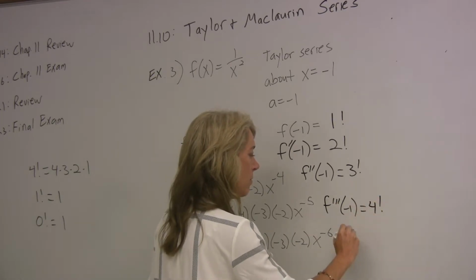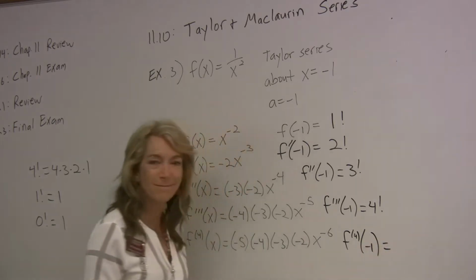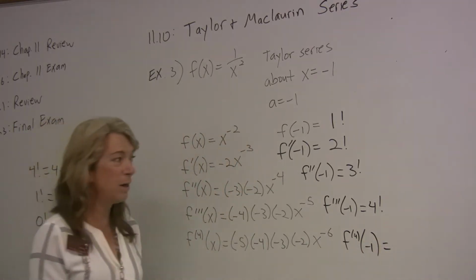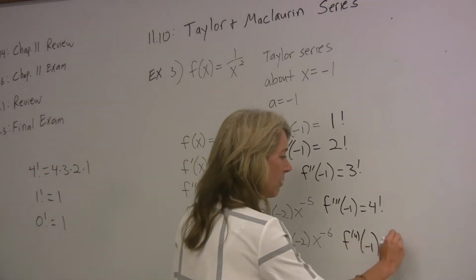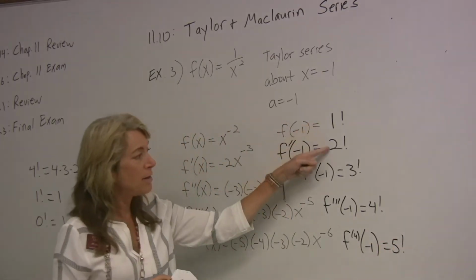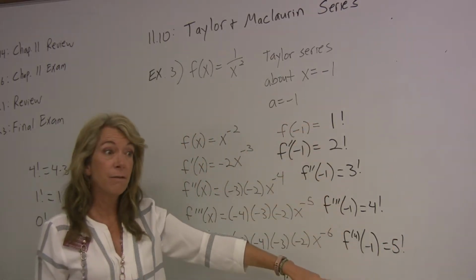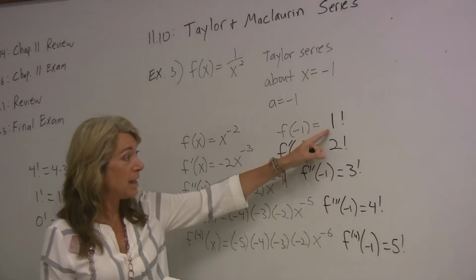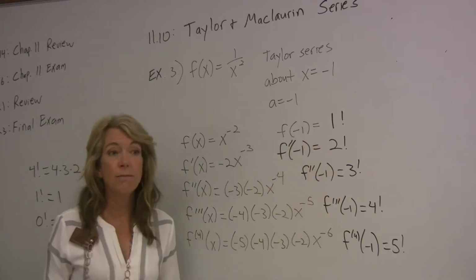And if I go one more, you guys see the pattern yet? Fourth derivative is going to be 5 factorial. So every single term ended up positive. And I can see I had 1, 2, 3, 4, 5, and so forth.